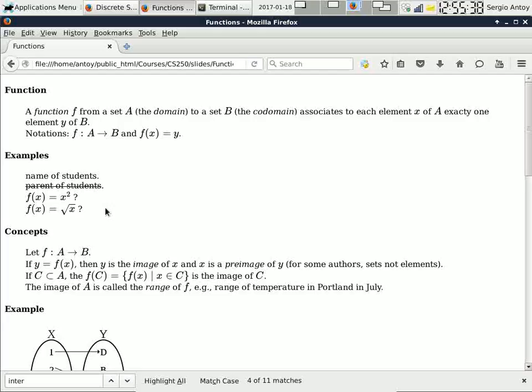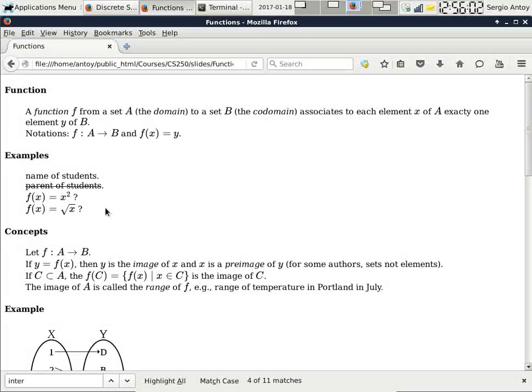So what's your name? Jimmy. So the function that associates Jimmy to his chair will be f of Jimmy, and then if the chair has a number or something, it will be the number or the identification of that chair. F of Jimmy will be equal to that chair. Alright? Let's see some other examples.